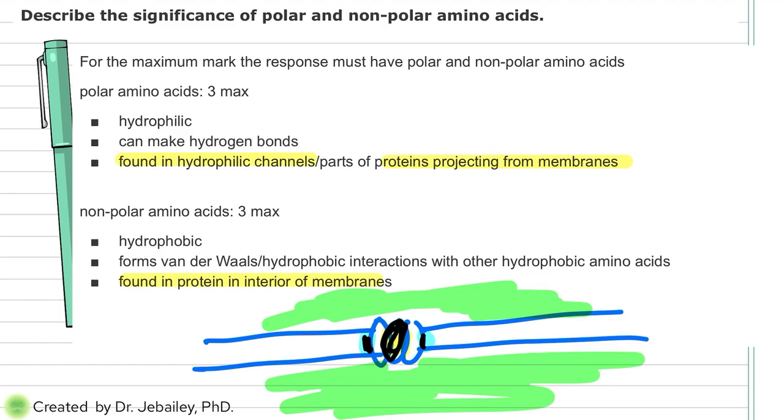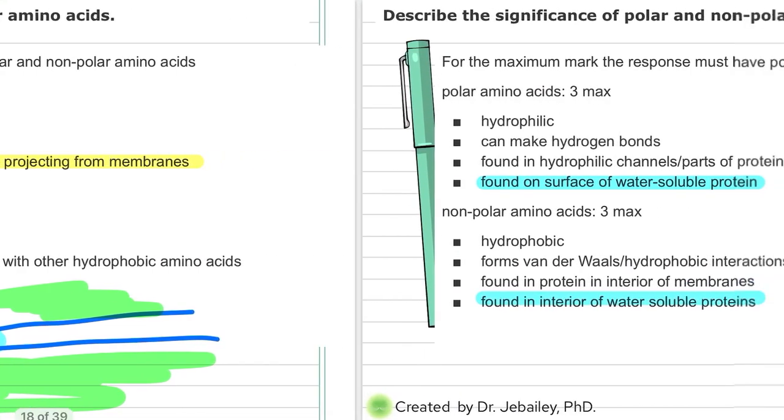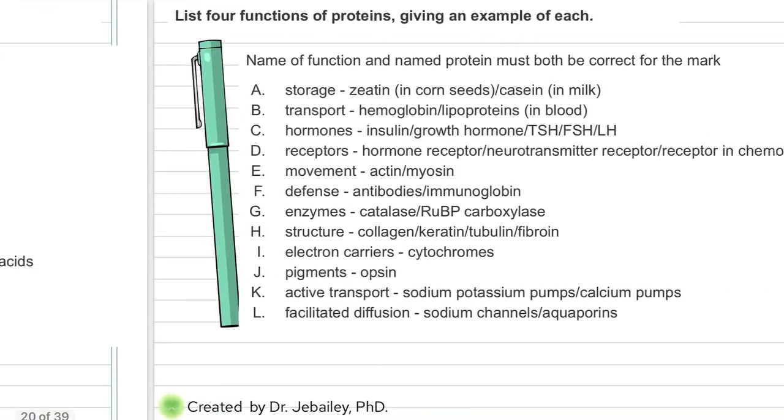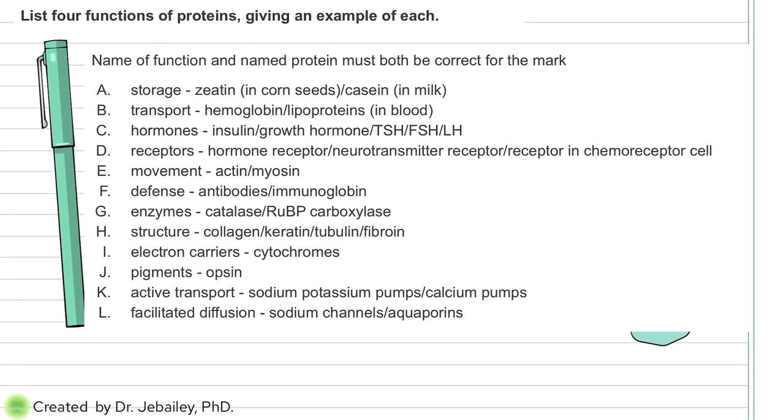Make sure you're talking about them being hydrophilic, hydrophobic, talking about the proteins being on the inside or the outside of the channels, and what kind of bonds they're forming. Moving on to the next question. Here it says list 4 functions of proteins. Give an example for each.